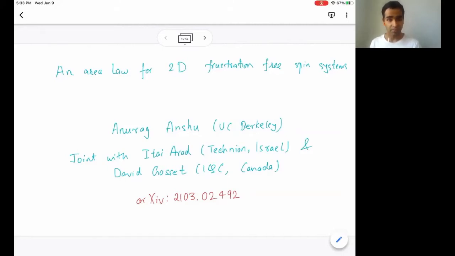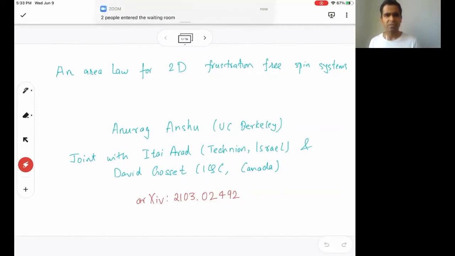I'll be telling you about this recent result with Itai Arad and David Gosset, which is on arXiv now. It came out quite recently, in March. And the title is an area law for 2D frustration-free spin systems. So there are a couple of technical terms over here.